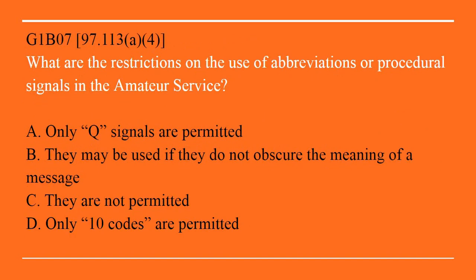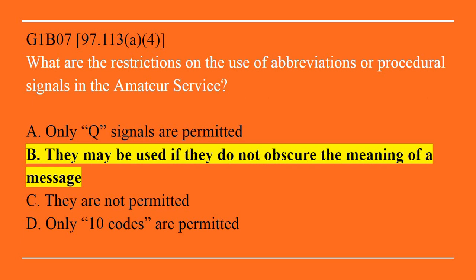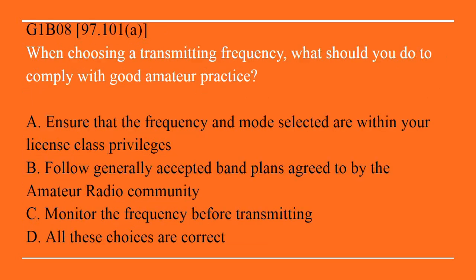G1B07. What are the restrictions on the use of abbreviations or procedural signals in the amateur service? A. Only Q signals are permitted. B. They may be used if they do not obscure the meaning of a message. C. They are not permitted. Or D. Only 10 codes are permitted. Correct answer B. They may be used if they do not obscure the meaning of a message.